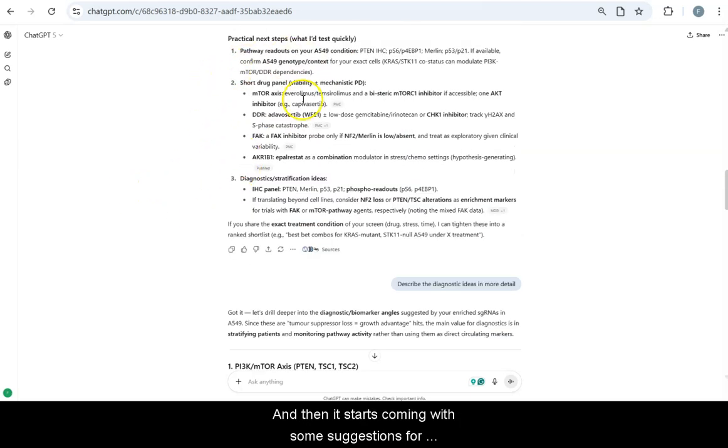And then it starts coming with some suggestions for drugs that could be tested, and now we're starting to get into sort of validation of screens. And I think this is working really well, to ask ChatGPT to look at this gene set and say, are there any drugs that perhaps could be interesting to test here?